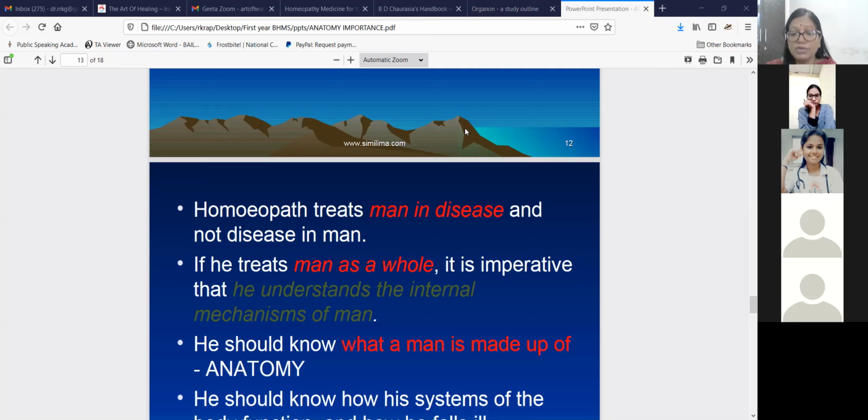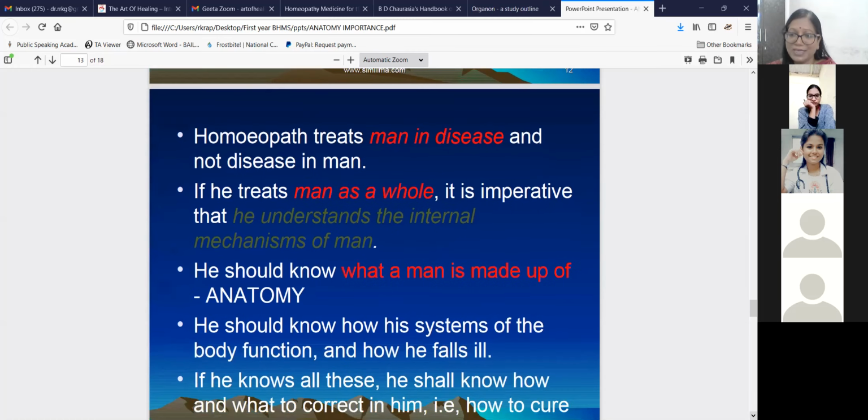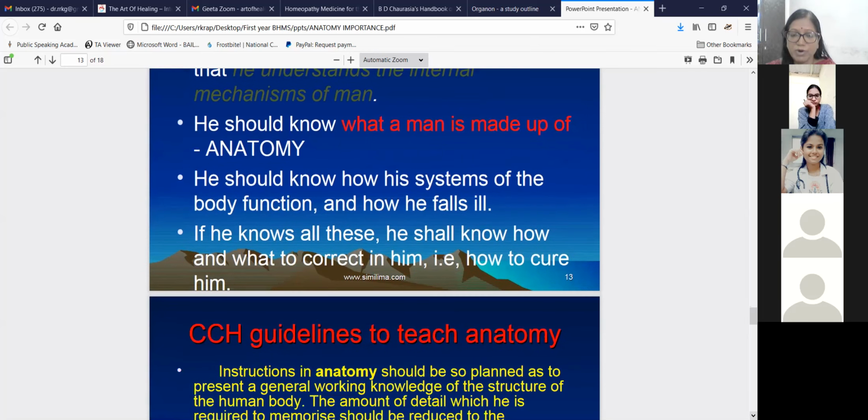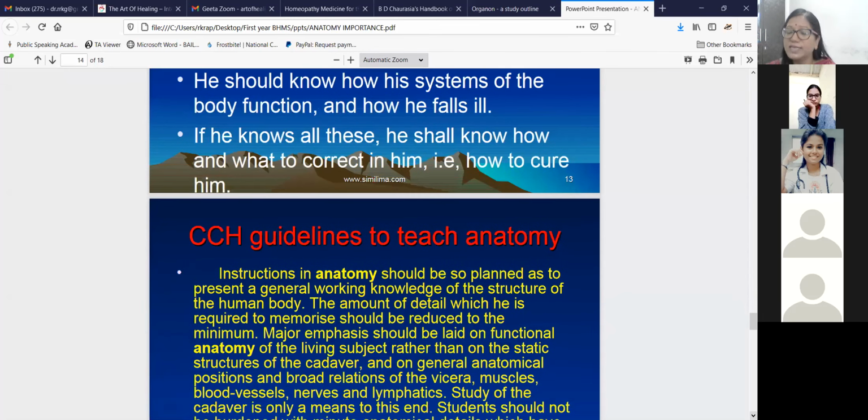Okay. So we should know what a man is made up of. That is, the anatomy we also have to understand. Okay. So it doesn't mean that when we're studying the symptoms, we should not understand the anatomy. That knowledge of anatomy you are going to apply while we are examining the patients. Okay. So we need to study about the systems. We need to study the body functions, and we should understand what happens to all these structures and functioning when he falls ill. Okay.